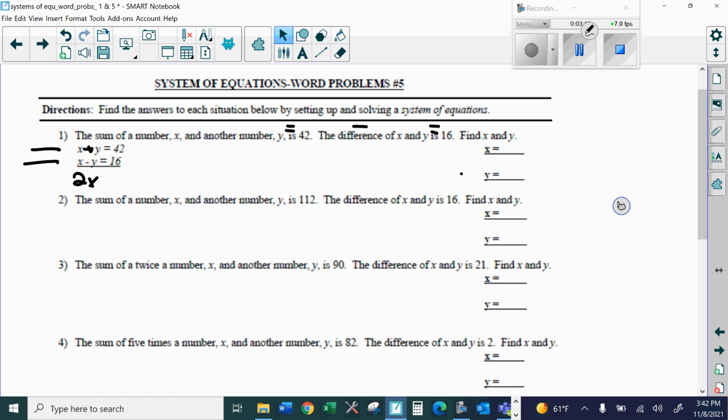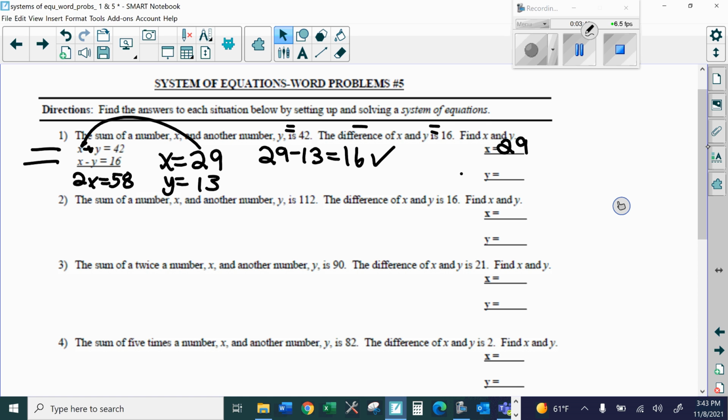So I get 2x equals 58, divided by 2, and I get x equals 29. So x is 29. I can just plug it right in there. 29 plus what number is 42? That's 13. I could plug that into the second equation to guarantee I'm right, and I get 29 minus 13 equals 16, and that is correct. So it's guaranteed I'm right. X is 29, y is 13.